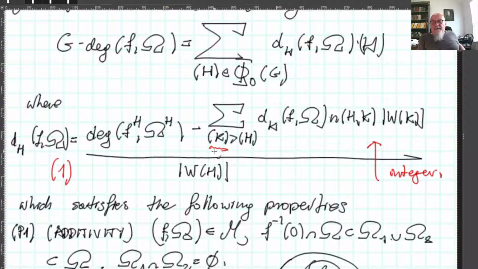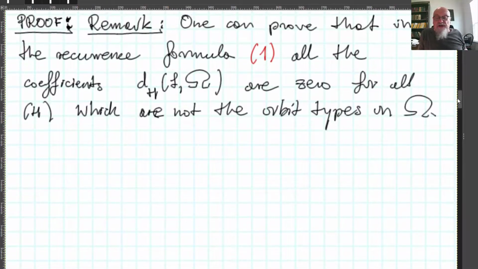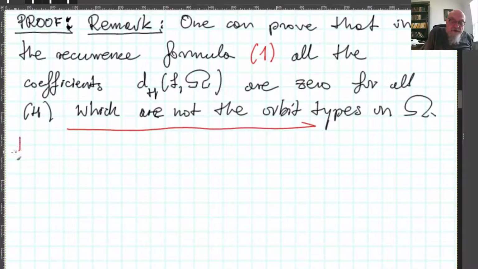But in our remark, I claim that it is not important if K is here an orbit type, because basically what I say is that in the case H is not an orbit type, that number will always be 0. And this is maybe a good moment to present a short justification of this claim. I underline and put here indeed.